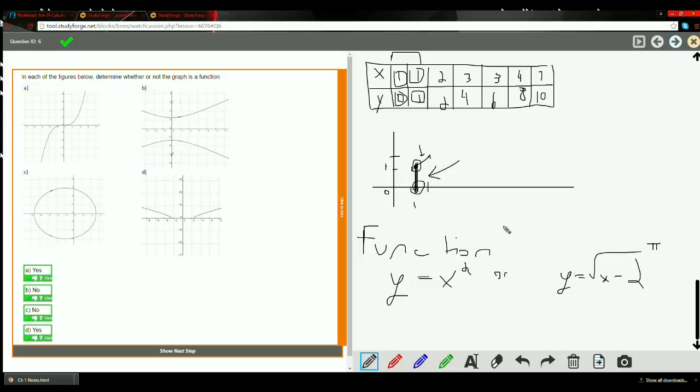So that's not a function. So this is not okay. I'll explain to you later in the next video why this cannot be a function. Let's actually erase this pi. I'll explain to you why y equals radical x minus 2 cannot be a function, and why this one yes.